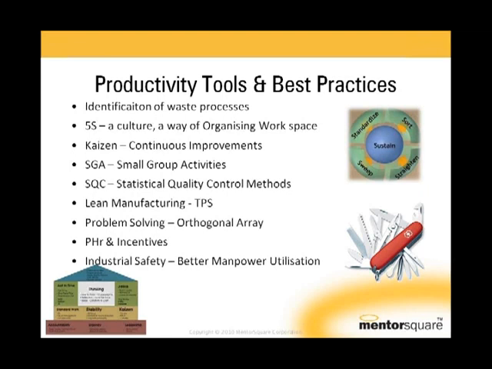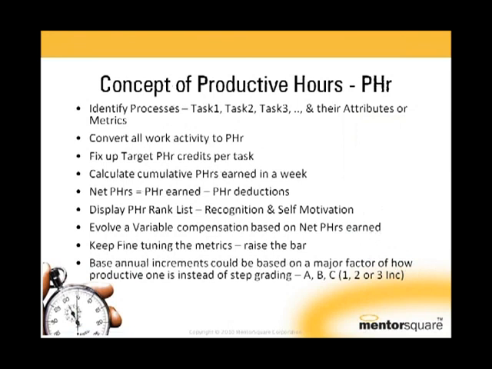We were discussing the concept of productive hours. I'll spend a little bit of time on this, as this could be a new concept for a few of you. The concept of productive hours is something like this: I measure whatever work is done in an organization or a company or a factory. Every productivity measurement is reduced to productive hours. So I split the task into different processes, could be task 1, task 2, task 3, etc. And for each of these tasks, I establish a metric or a measurement.